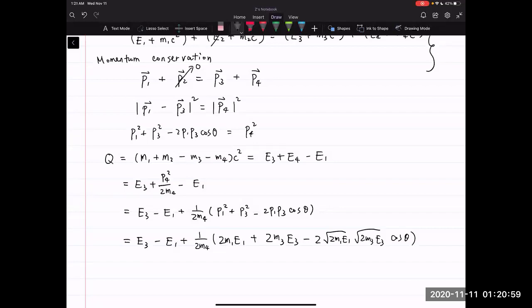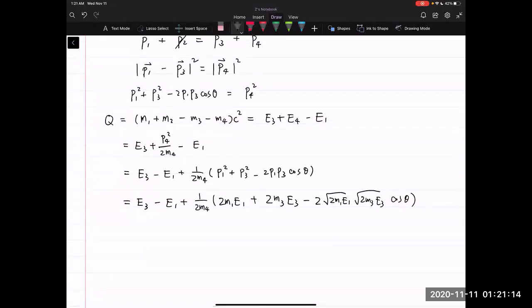So given the energy of the incident neutron to be E1, if you set up a detector at a certain angle theta and detect the neutron there, what is the energy of that neutron? So this is an equation of E3 and E1.